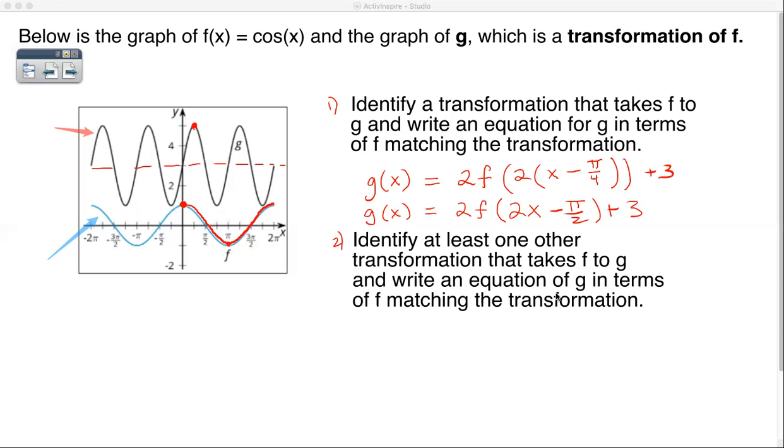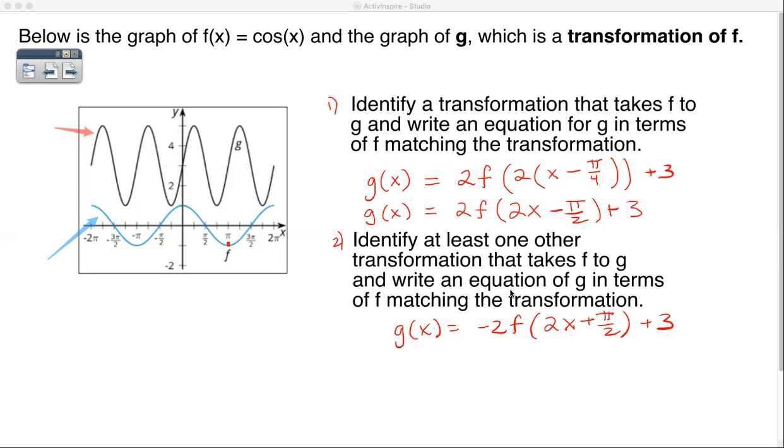Okay, one more way that you can write the equation. There's many, many ways, but one other way you might write the equation is g of x is equal to negative 2f, 2x plus pi over 2, plus 3. Okay, now how would you describe this transformation? I'm going to erase this information on the graph so we can see it a little bit better. Okay, how did I come up with this second equation?